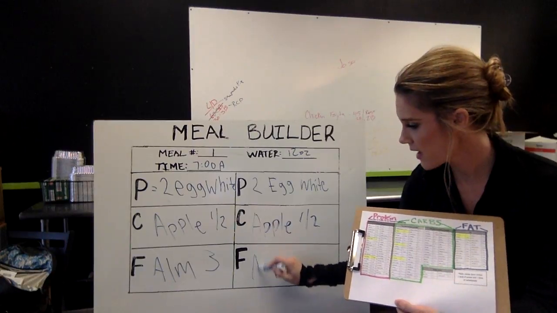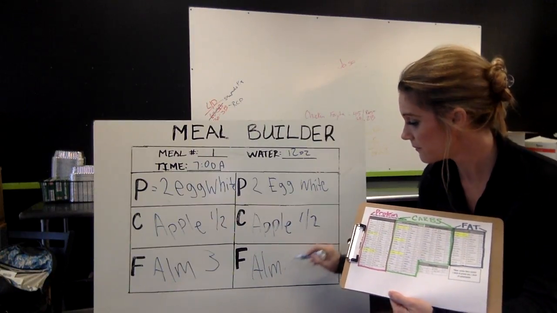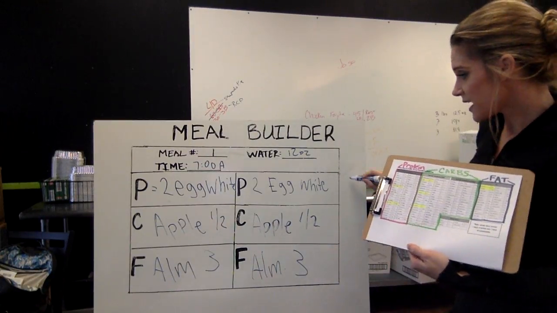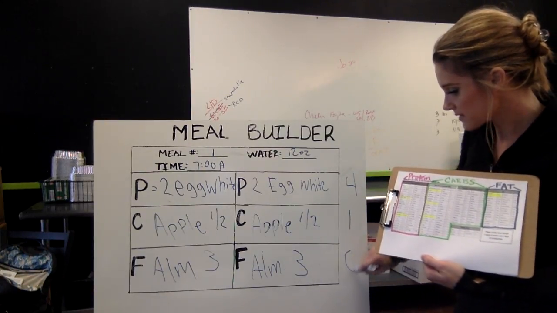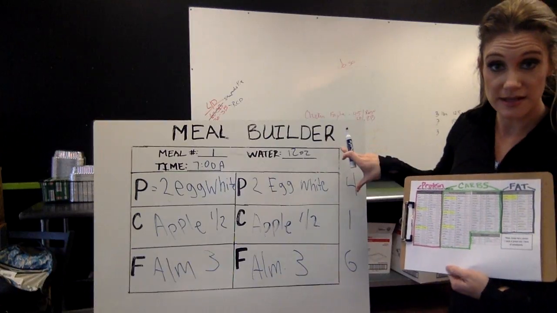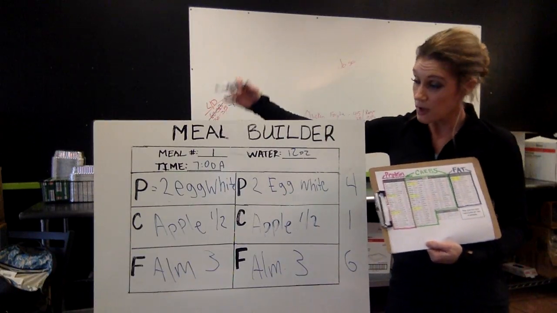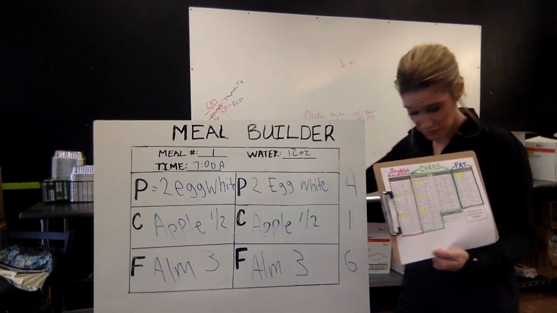And then we're going to go ahead and add 1 more block of fat in there. So that means I get my 4 egg whites, I get my 1 apple, and I get my 6 almonds. This is an example of a 2-block meal. Pretty easy? Pretty easy.